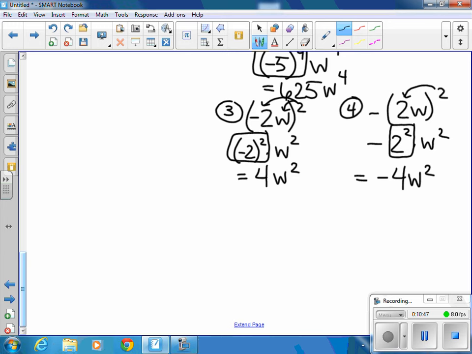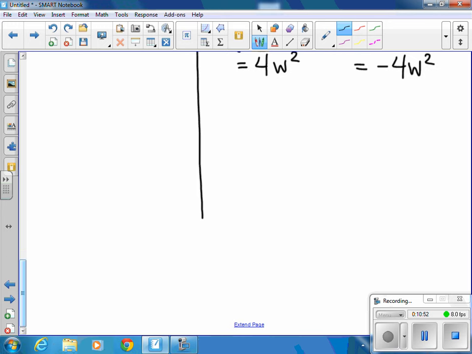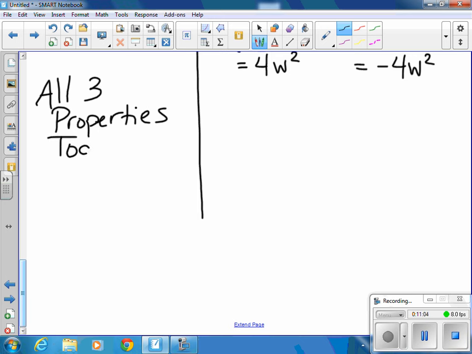All right, the last thing that we're going to do with these properties is combine all 3 of them together, and that's really what you need to be able to do for algebra. Knowing them separately is not going to get you very far, but being able to put more than one of them into a problem together, you'll be more successful with that, and that's how you're going to see it on the SOL as well.